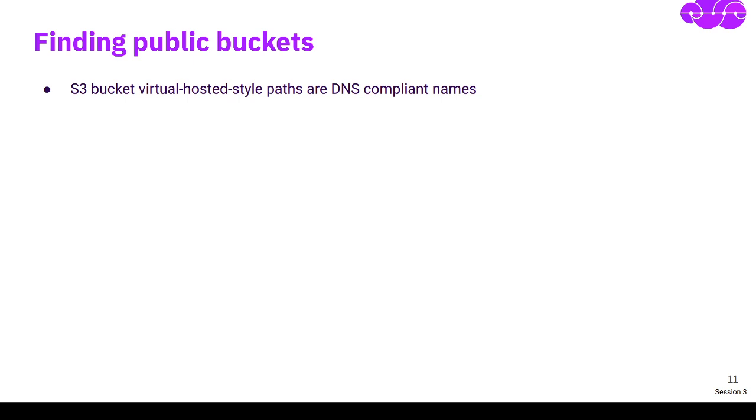S3 bucket virtual hosted style paths are DNS compliant names, right? So each one of us had to create a unique bucket name, because in the AWS S3 namespace, you can't have buckets with the same name, right? This allows for an interesting scenario to occur. When you make a GET request to an S3 bucket, the response would either be a 200 or a 404. And there are other error codes, but from an enumeration point of view, you'd have a 200, okay, bucket was found, right, and the object was listed, or you would have a 404.